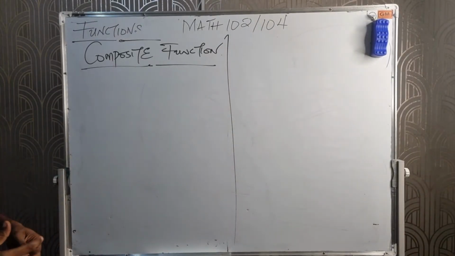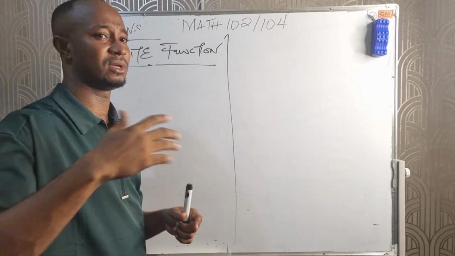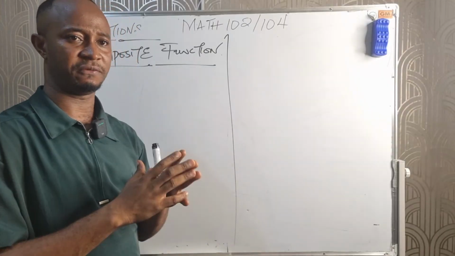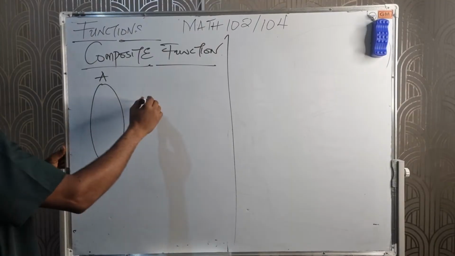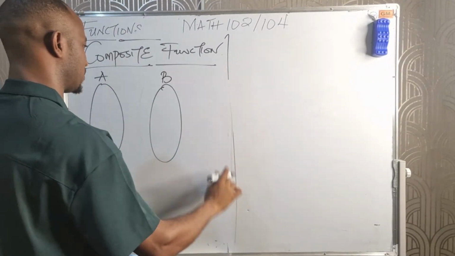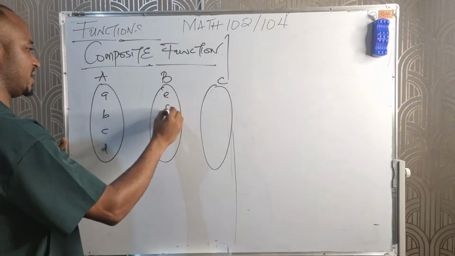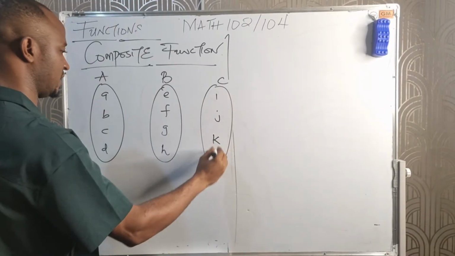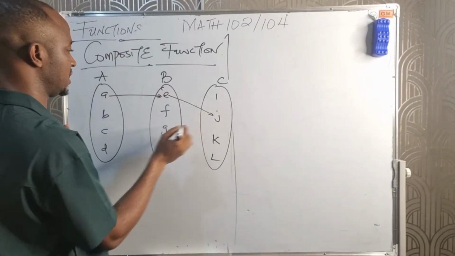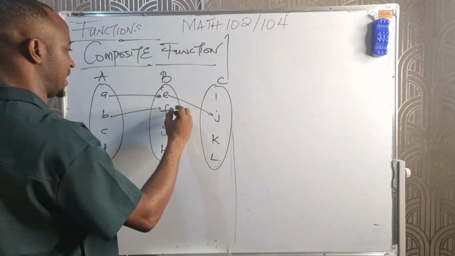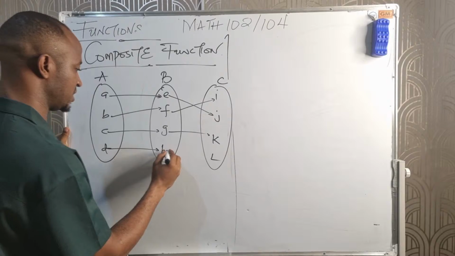Okay, so a composite mapping function is a situation whereby the codomain of a function becomes the domain of another function. For example, I have A, B, C, and D, then E, F, G, and H, then I, J, K, and L. Let's say A is mapped to E and E is mapped to J, B is mapped to F and F is mapped to I, C is mapped to G, D is mapped to H, and H is mapped to L.